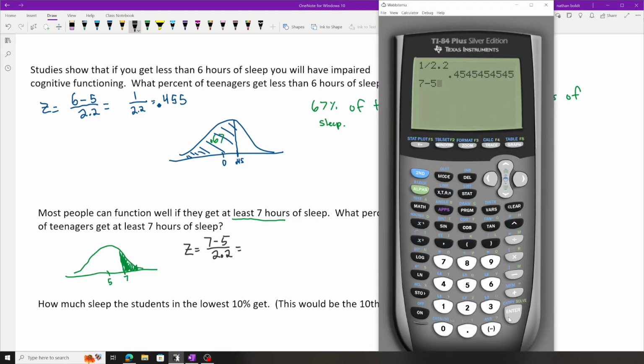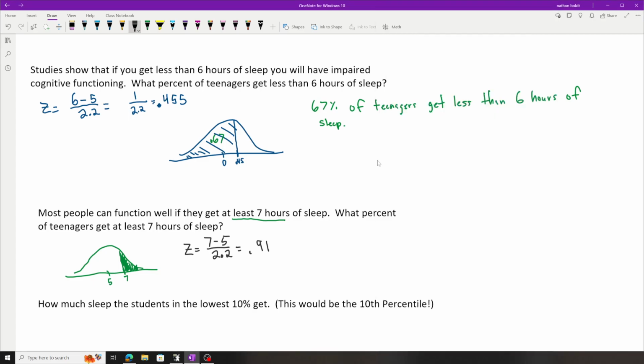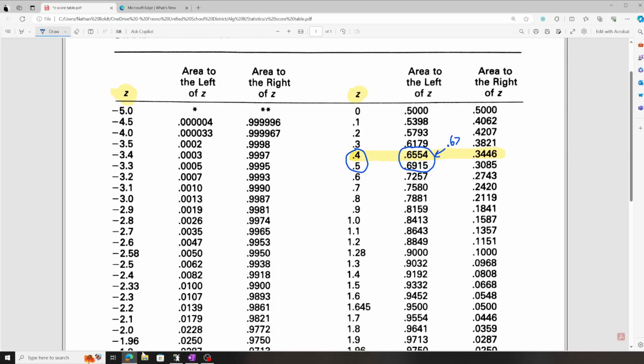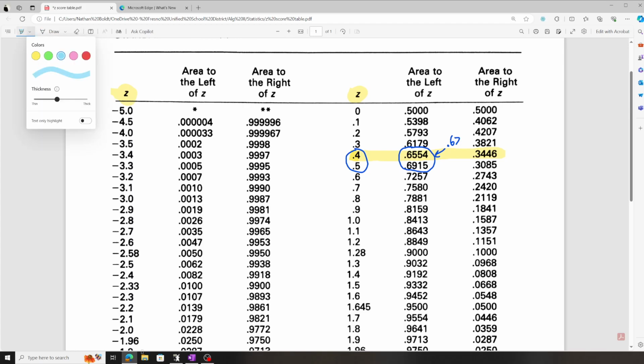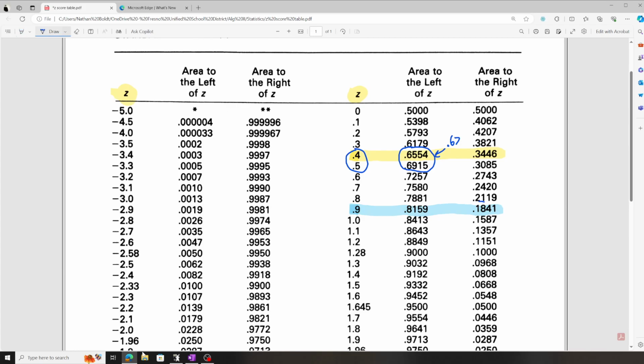7 minus 5. Make sure you hit enter. That's doing the numerator first. Divided by 2.2. 0.91, I guess, but our table can't quite do that much accuracy, but that's okay. And remember, we want area to the right. So I'm going to go to my z-score chart. 0.9 is right here, but this time we wanted area to the right. So I'm going to take this number right there, 0.18. So roughly 18%.